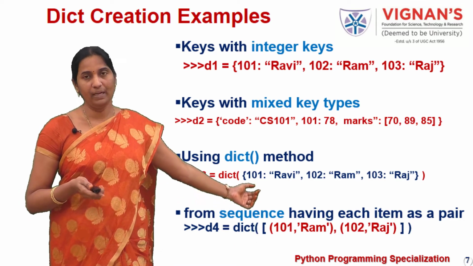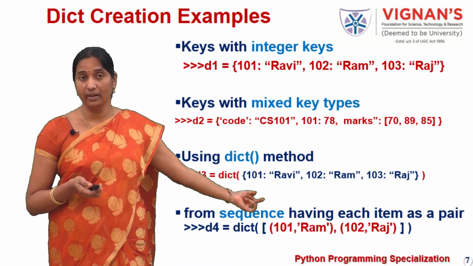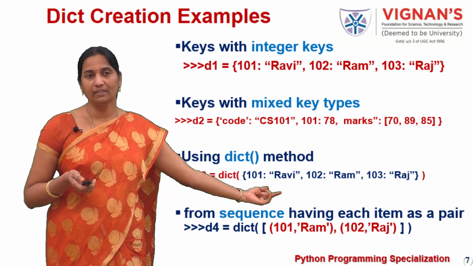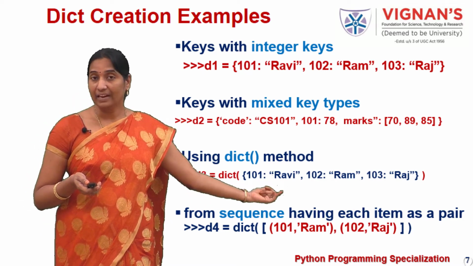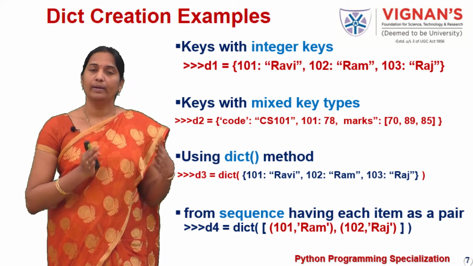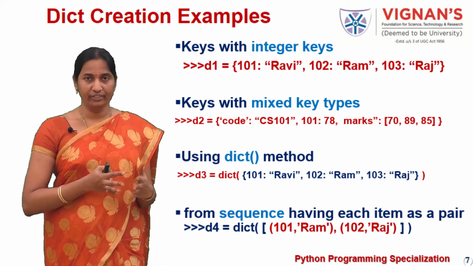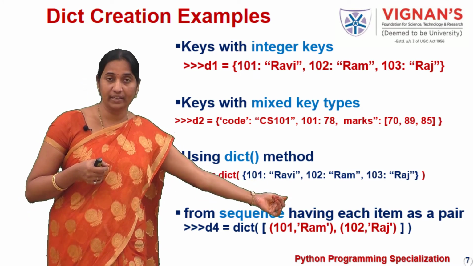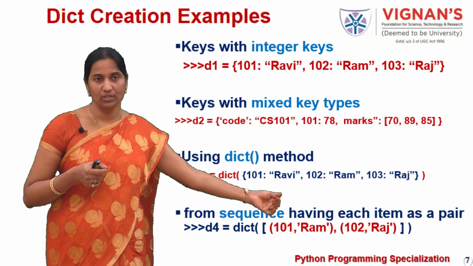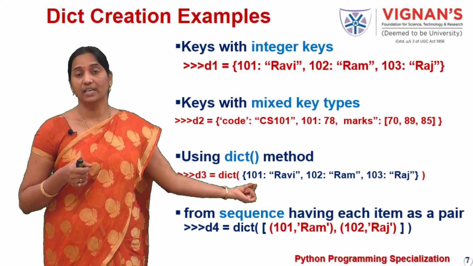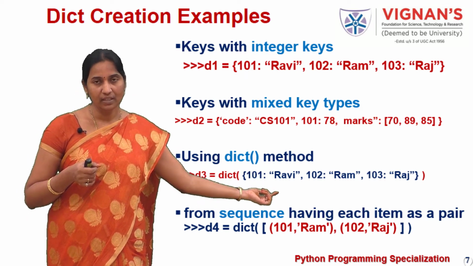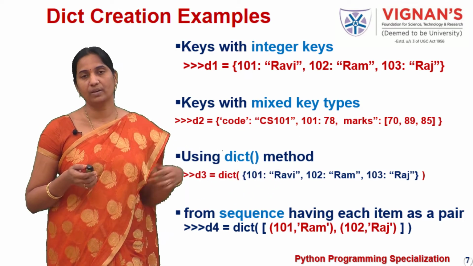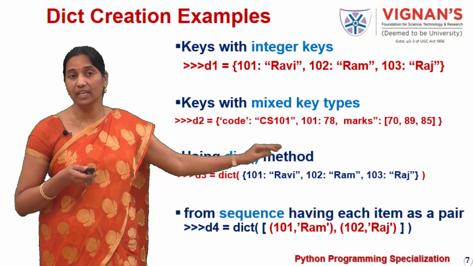So here in this example, D4 is created using the dict method by passing a list as an argument to the dict method. You can observe that the argument is a list, where every element is a tuple, and moreover the tuple has a pair of elements where the first element indicates the key and the second element indicates the value in the element. So 101 represents the key and Ram represents the value. And similarly 102 indicates the key and Raj represents the value associated with the key 102.